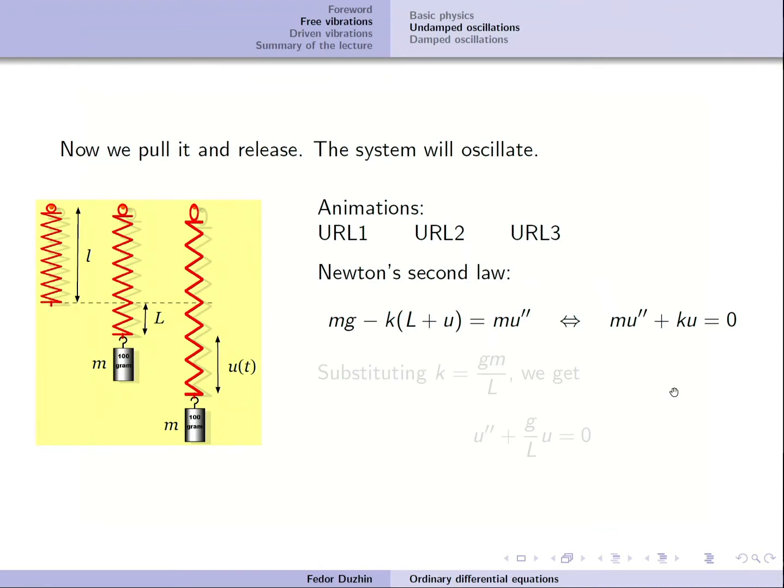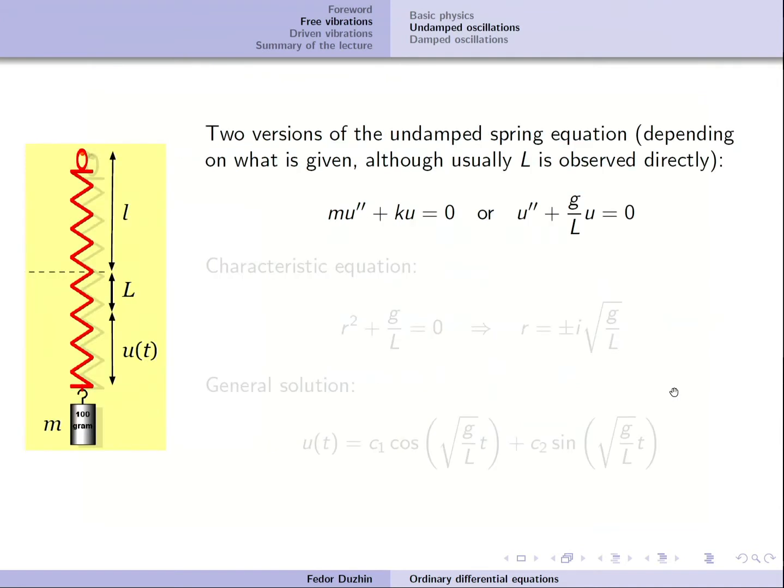And then we can write down Newton's second law, and by canceling mg minus kL, so from the previous slide, mg equals kL, so mg minus kL is just 0. The resulting equation is therefore m u double prime plus k u is 0, right? And substituting k that we also found in the previous slide, we can transform this equation. Right, so there are 2 versions of the same equation, the undamped spring equation.